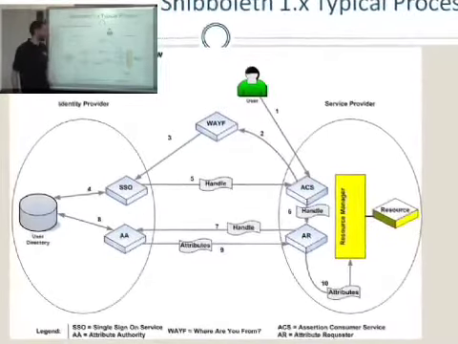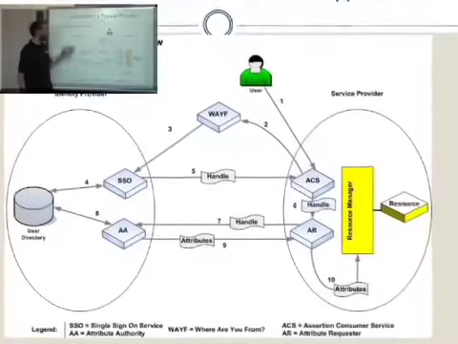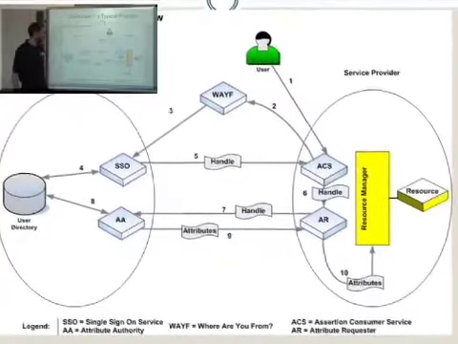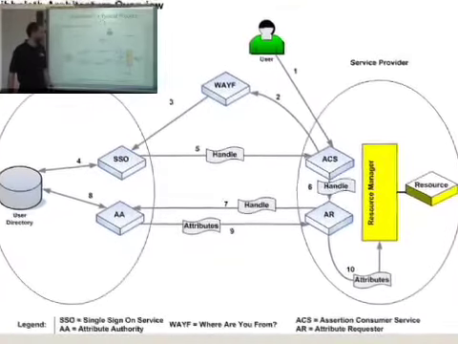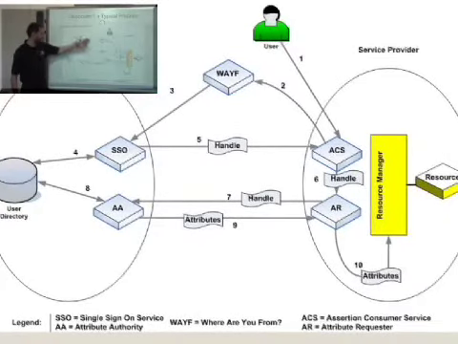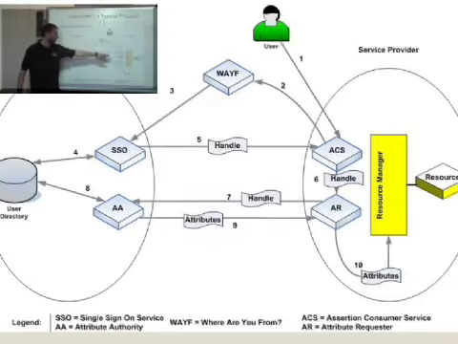So what you've got here is a simple overview of the typical process of Shibboleth 1.3. And here we've got an example of a user trying to get access to a resource. So we split this up into each individual part so you can see how it all works. So the first thing that happens is the user will actually try and access the web resource. So this is number one.